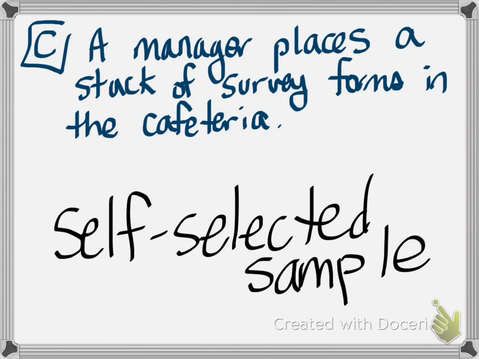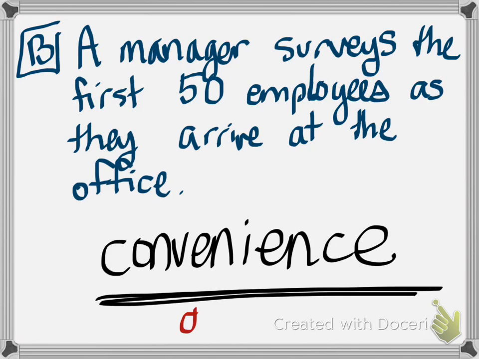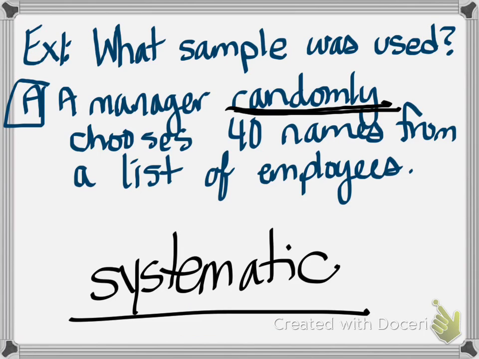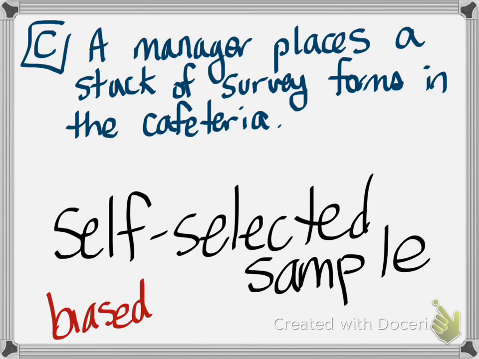So self-selected samples are biased. Convenience samples are biased. The only one that would be actually meaningful is this one because it is non-biased, because it's random. Can't be biased if you're random.